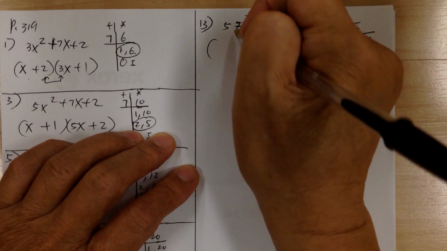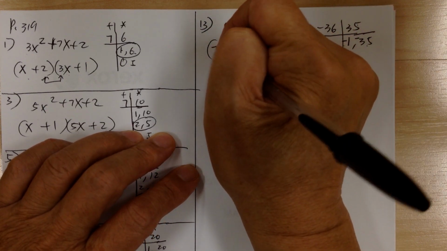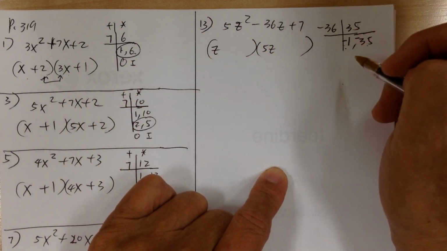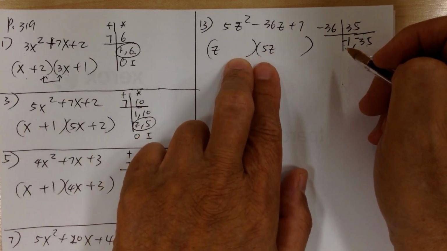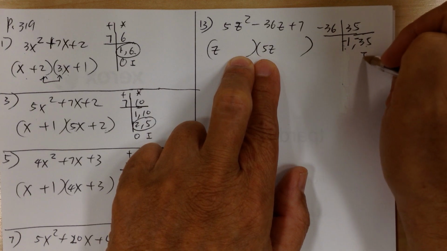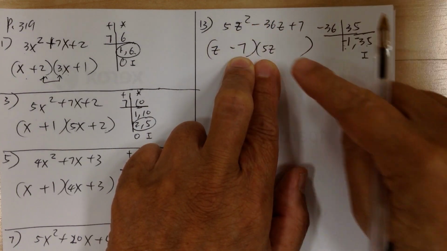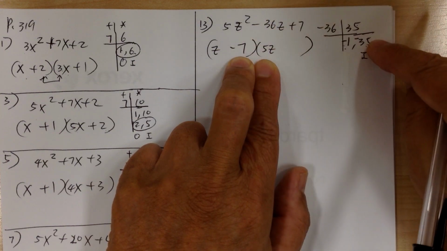Okay, so first let's undo the first term. So the F would be z, 5z, right? So that's the F. Then we're going to do O and I. We always do the I first. This would be the inside, right? Because this is a multiple of 5. So you need to get minus 7. 5 times negative 7 gives you negative 35.